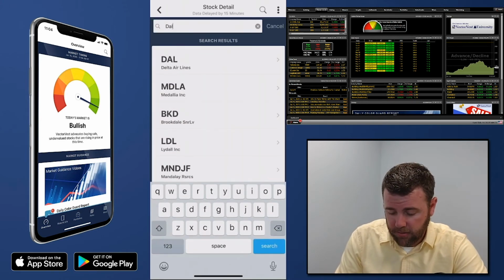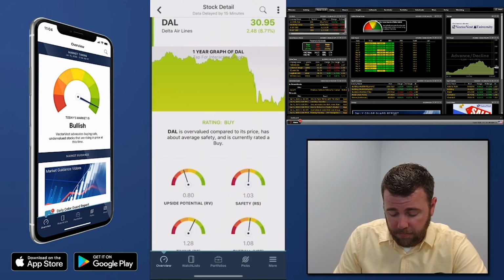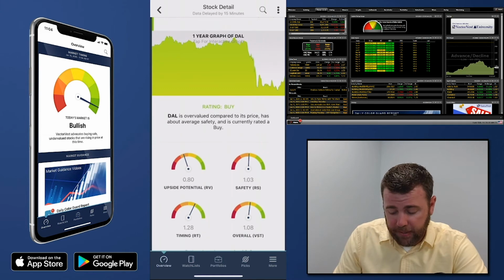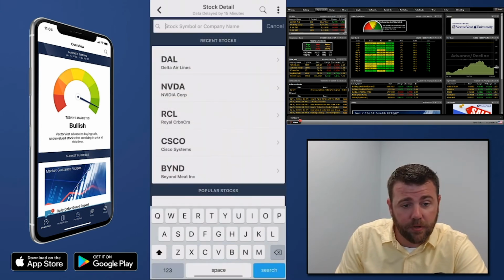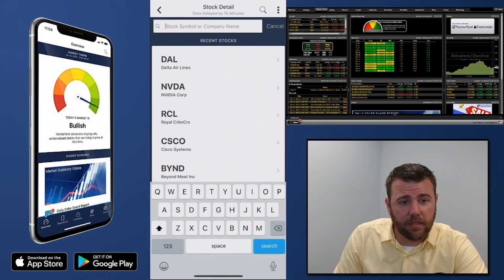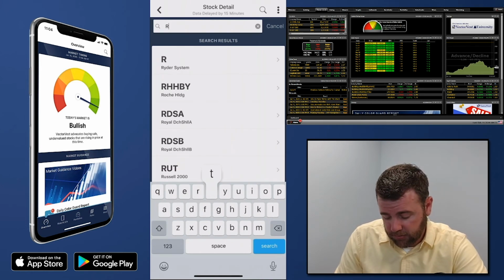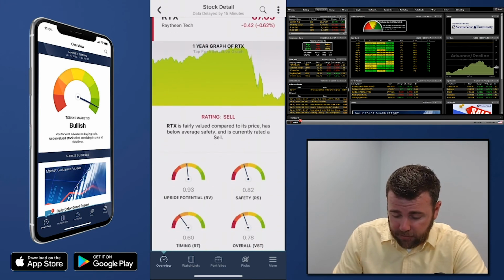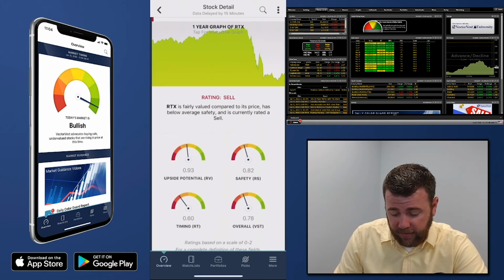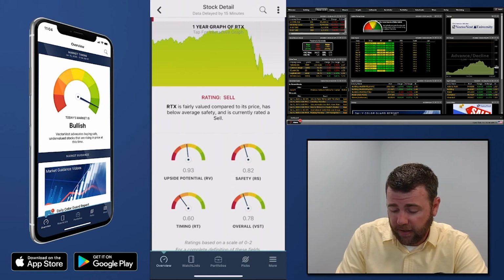DAL. DAL, poor long-term potential, about average risk involved with it, but you're finally starting to see some momentum picking up, so therefore the stock's favorable. Let's see. RTX. RTX, poor long-term potential, a lot of risk associated with it. It's in a steady downtrend. Overall, the stock's not favorable right now.